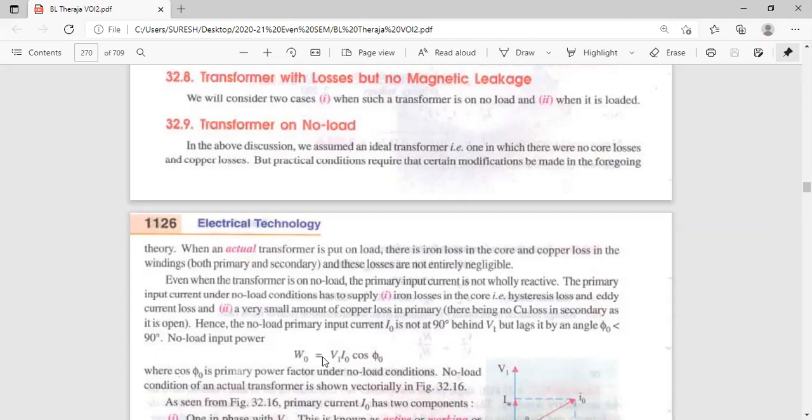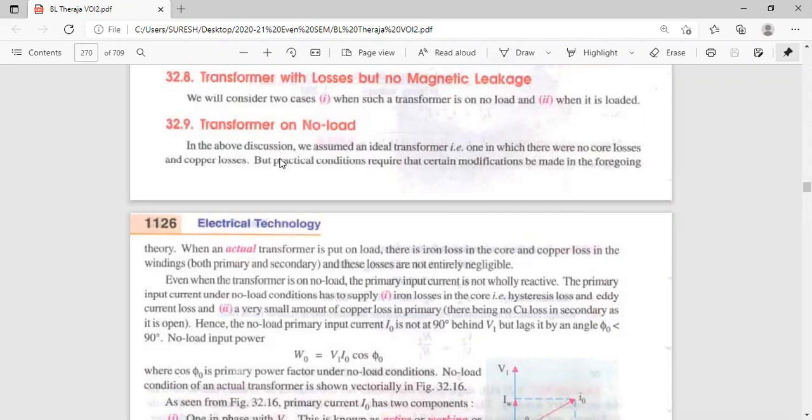So first one, iron loss. Iron loss is determined by using the open circuit test. Write down: iron loss can be determined from the open circuit test of the transformer. What is the other name of the open circuit test? No load test. The other name of the open circuit test is the no load test.